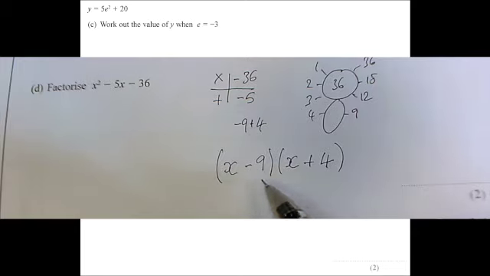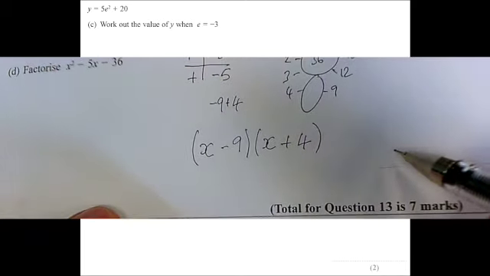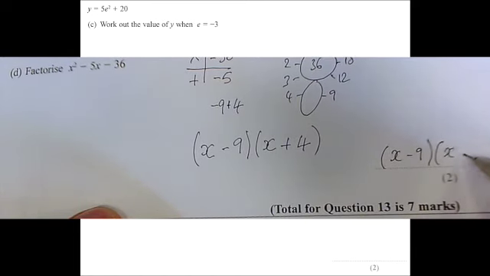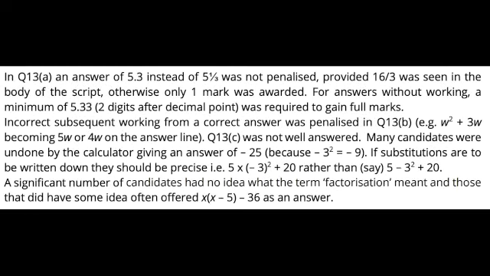You can just check: x squared, 4x, minus 9x, minus 36. Alright then, so now I'm going to just check the examiner's report, see the sorts of mistakes that students were making there, and have a quick look there.